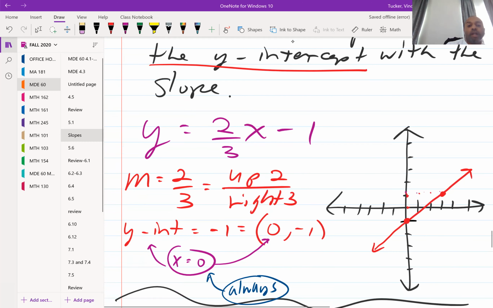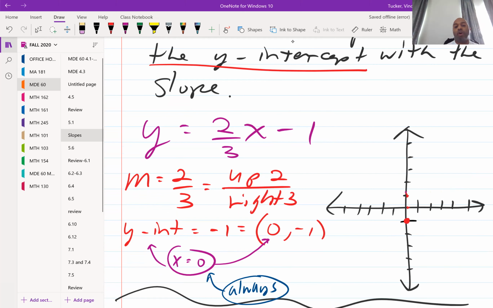And as I mentioned, that's always the case for all y-intercepts. X is always 0. So you always take that number that they give you right here. And if you want to make it a point, you put a 0 in front of that 1 for your x component.